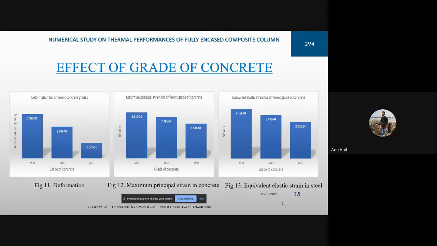Then next was the effect of grade of concrete. Here the grades of M30, M40 and M50 are shown. Here we can see that by increasing the grade of concrete, the deformation has reduced. Similarly, maximum principal strain and also equivalent elastic strain in steel.